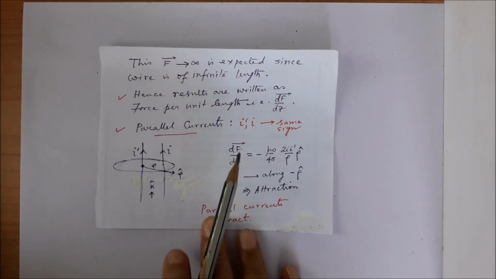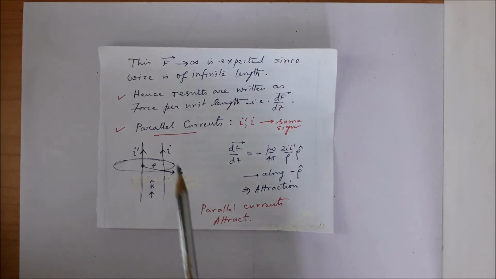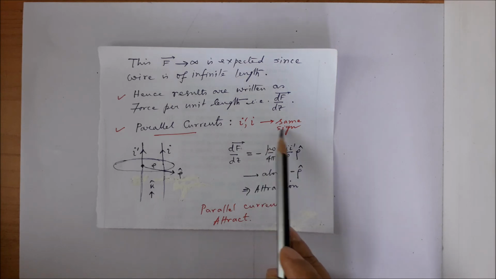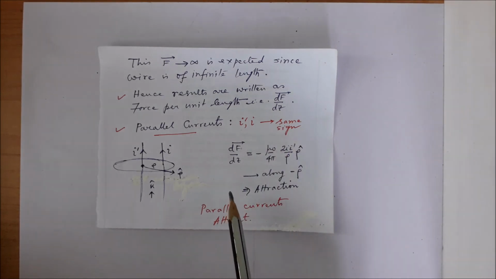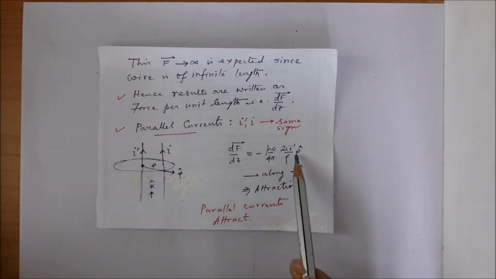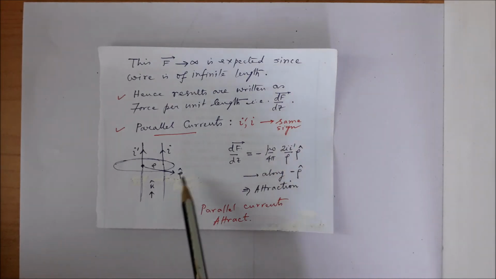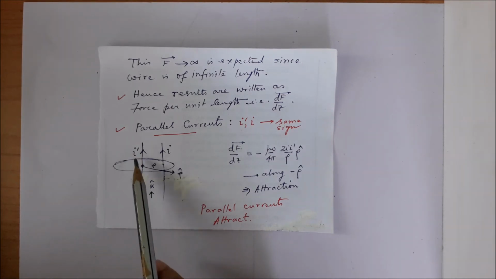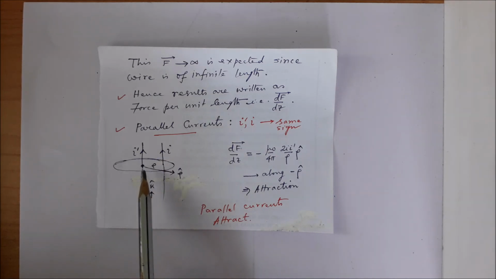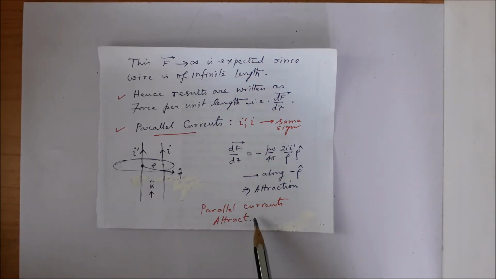Now let us discuss parallel and antiparallel currents. First, parallel currents. I prime and I have the same sign. So the direction of dF/dz is along minus rho cap. So if we hold the source circuit or source wire I prime fixed and release the field wire carrying current I, it would move towards the source wire I prime, implying attraction. So we end up with the conclusion that parallel currents attract.